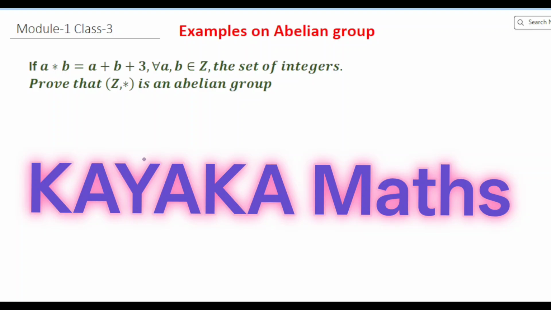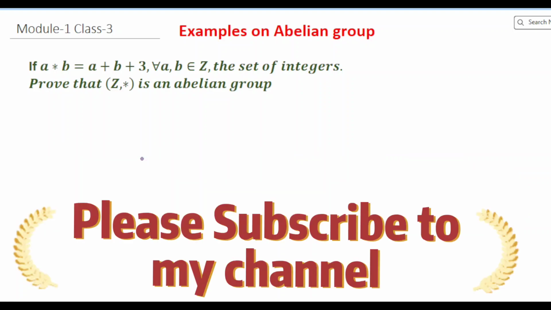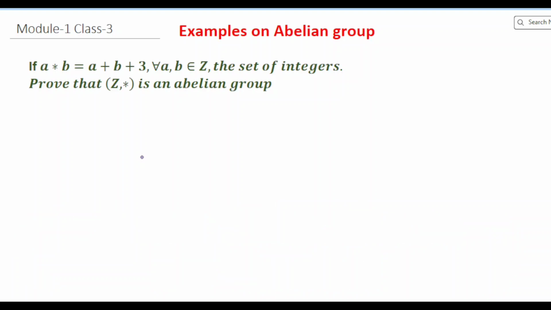So, in the last class, we have already discussed important definitions of group as well as Abelian group. If you did not watch my previous video, please go and watch so that you can easily solve the problems on Abelian group. We need to understand the 5 conditions which should be satisfied to say that it is an Abelian group.